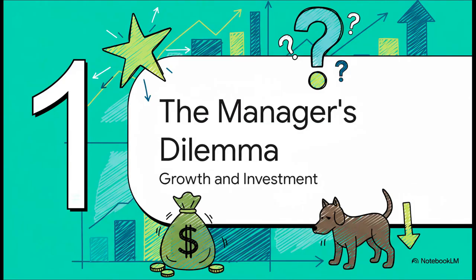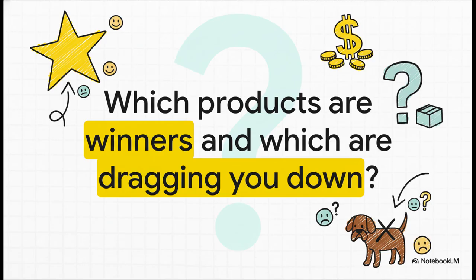So first, let's just set the scene a little bit. Because every single business, I don't care if it's a huge corporation or a small startup, runs into the same basic problem when it's time to talk about growth and where to invest. I want you to imagine you're running a company, right? You've got a whole bunch of different products. How in the world do you decide which ones are worth pouring more money into, which ones are your future superstars, and which ones are, well, just dragging the whole operation down?